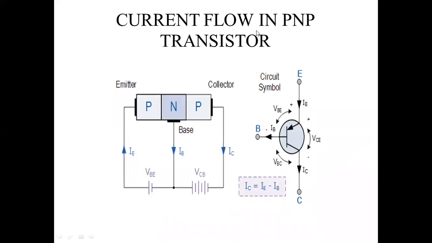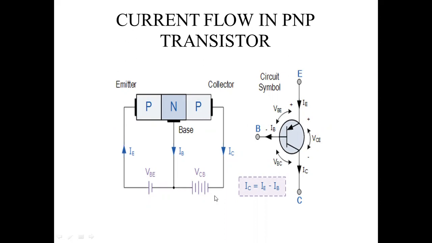Similarly, for the PNP junction, I will consider that here. For the PNP transistor, first we will consider the collector. Which semiconductor is there here? P. P is there. What do we have to connect to P? Negative. Negative we have to give. So negative we have given here.